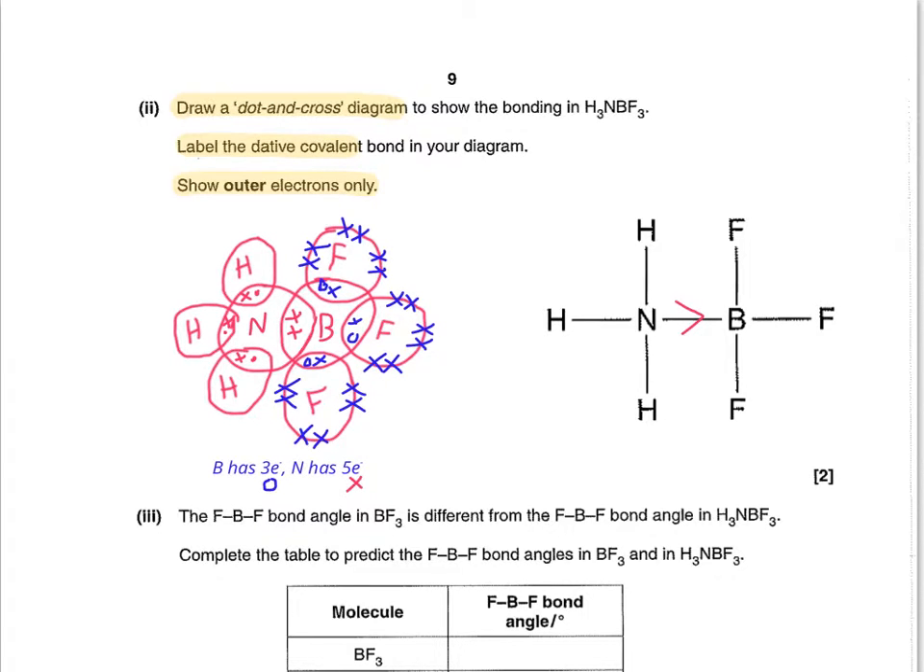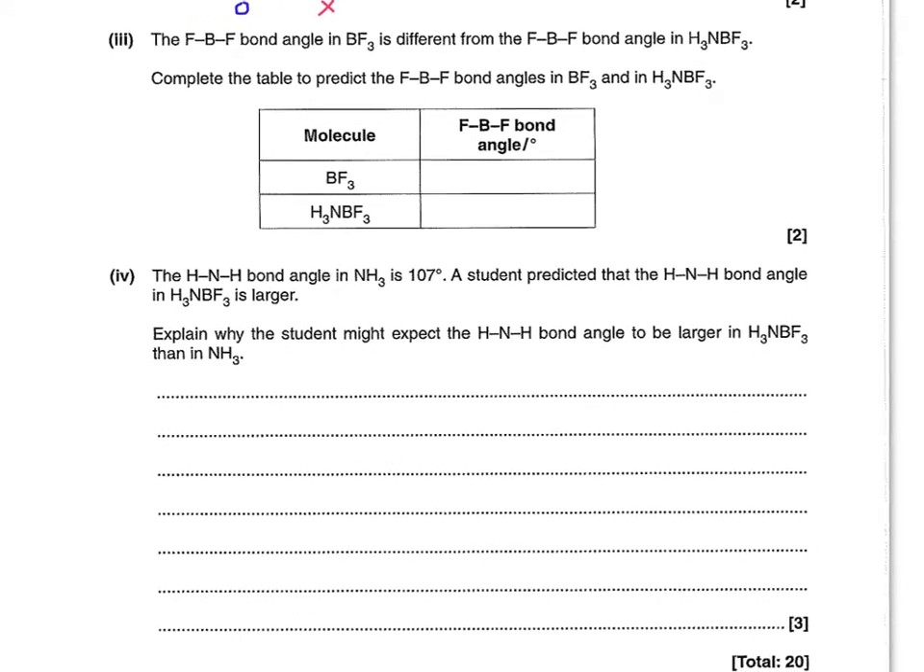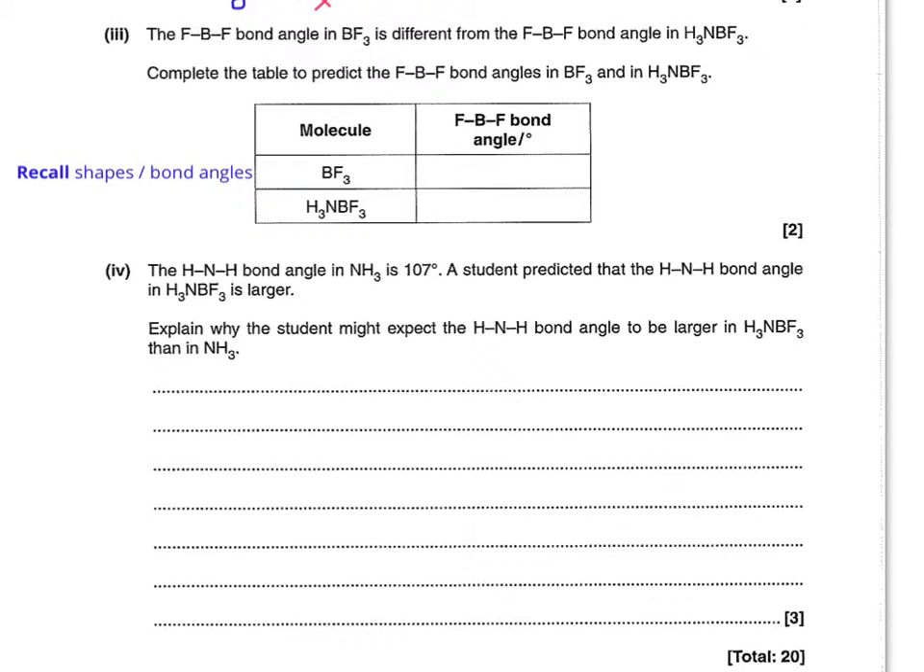So we can now move the page down a little bit and see that the next part is asking me about bond angles. So the FBF bond angle in BF3 is different from the FBF bond angle in H3NBF3. So the starting point with this is to look at the table, and you can see that one of them, the BF3 molecule, is one that you'll have seen in textbooks already. It's quite commonly used to illustrate trigonal planar or 120-degree bond angles. So that would be an example of recall. So I can put 120 degrees in for that.